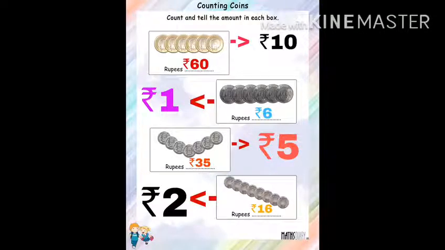The fourth one has 2 rupee coins. And how many are there? 8 coins of 2 rupees each. So what will be the answer? If you calculate, you get 16 rupees. How did you get 16? 2 8s are 16. So when you count totally, you get 16 rupees.